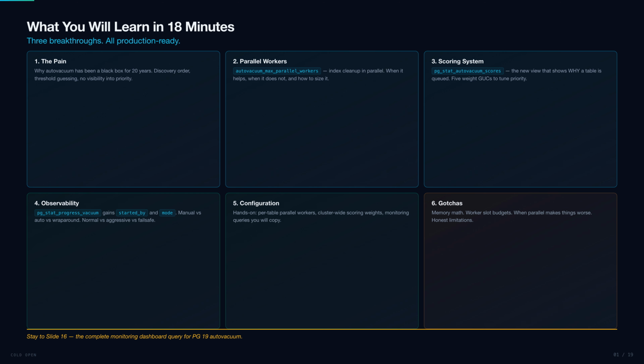Then observability, the new columns in pg_stat_progress_vacuum. Configuration you can copy-paste. And honest gotchas, including the memory math you must do before enabling any of this. Stay to slide 16, I will give you the complete monitoring dashboard query for PG19 Autovacuum. 1 query. Everything you need.